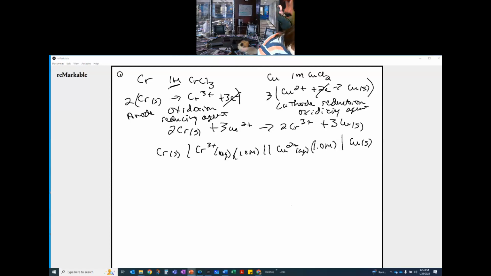So here's repetition. Platinum metal is put into 1 molar platinum nitrate. Then connected to copper metal, 1 molar copper nitrate. And I haven't balanced that. Assume Pt is the anode.